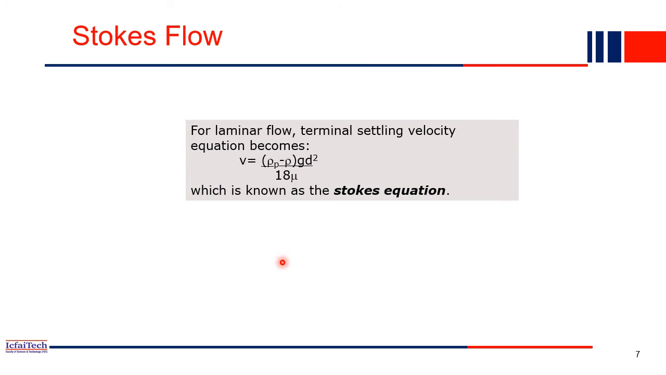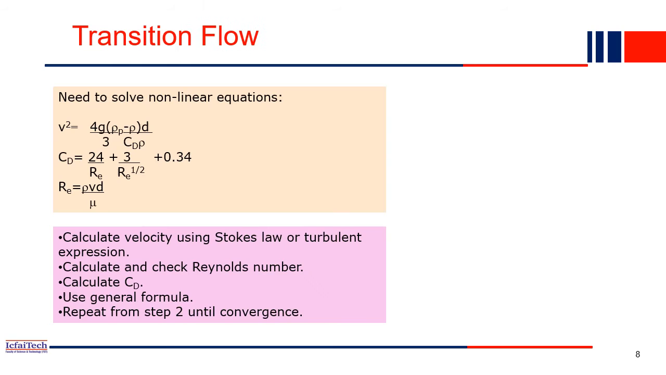In the last slide we derived this expression from basic scratch. There are three forces acting on each particle. One is the gravity force, which acts downward. Next is the buoyancy force, which acts upward. Similarly, the drag force also acts upward. From these three forces we derived this expression, the Stokes equation. The Stokes equation is valid only for laminar flow, meaning Reynolds number is less than 1.